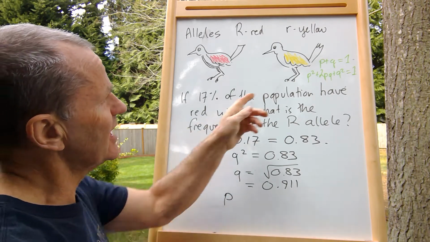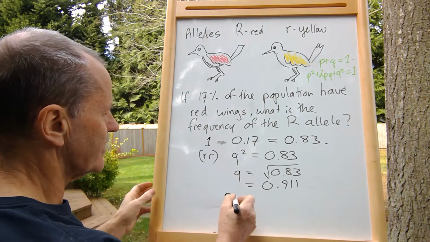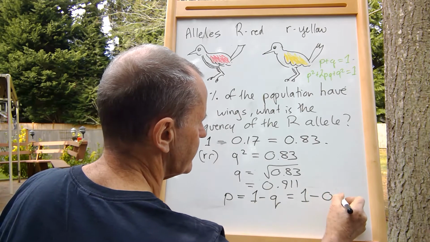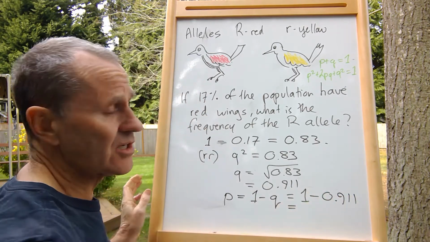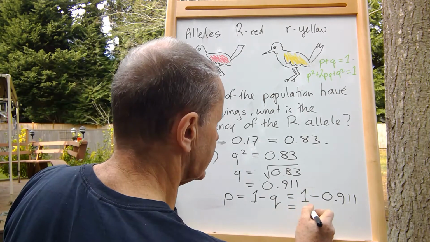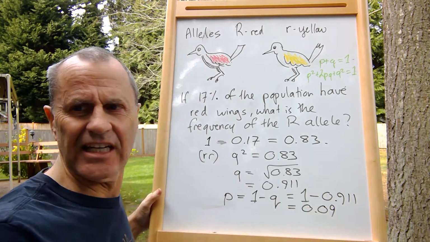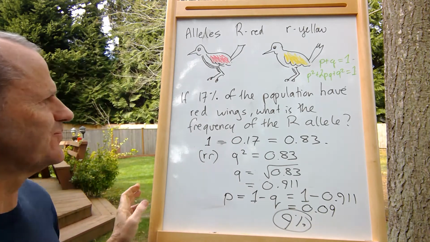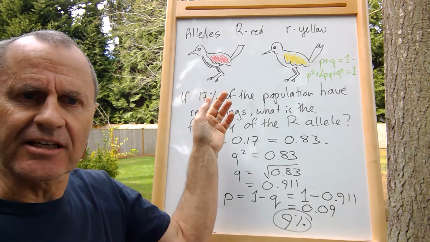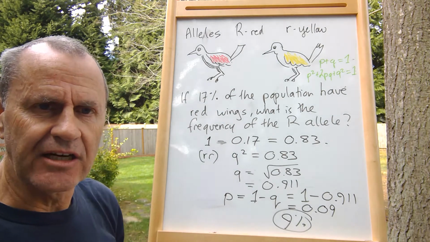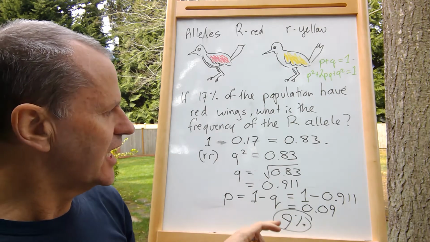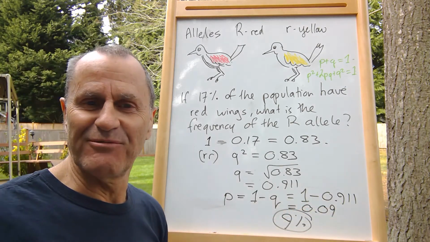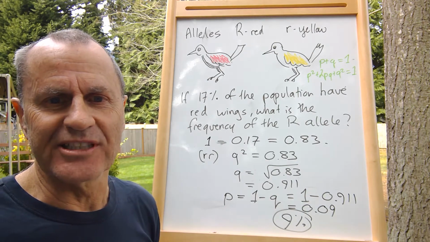Now, the frequency of p, because p plus q equals 1, the frequency of p is 1 minus q, which equals 1 minus 0.911, which equals quite a small number. It ends up being 0.09, I think, something like that, or 9%. So even though 17% show the red wings, the frequency of the dominant allele, capital R, is only 9%. 0.09 is its frequency. And so this might be a 911 emergency for the dominant allele.